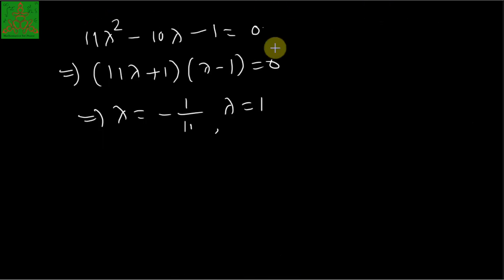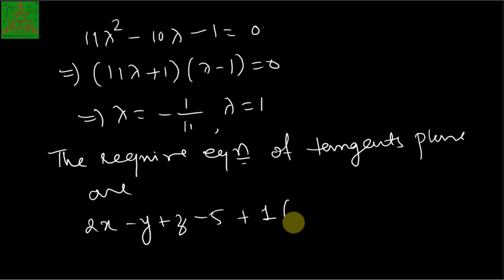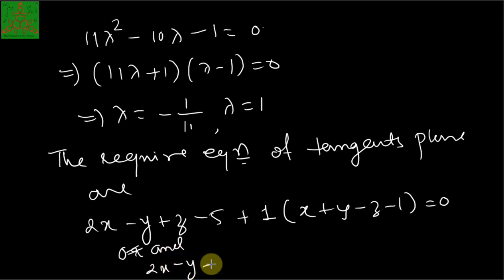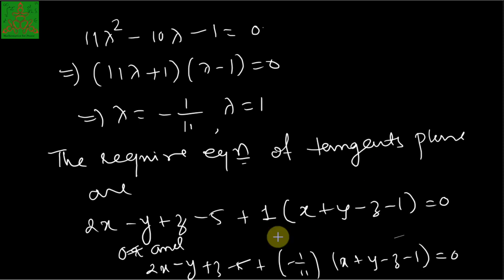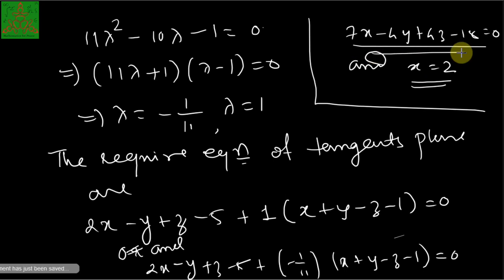So therefore the required equations of the tangent planes, substituting that value, are 2x minus y plus z minus 5 plus 1 into x plus y minus z minus 1 equal to 0. And the other one is x minus y plus z minus 5 plus minus 1 upon 11 into x plus y minus z minus 1 equal to 0. If you simplify these two expressions, you will have the final answer as 7x minus 4y plus 4z minus 18 equal to 0, and another one is x is equal to 2. So these are the two required tangent planes to the given sphere.